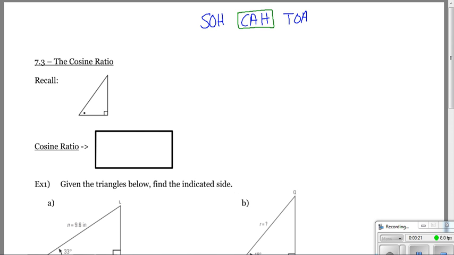And we should always reiterate how to label a triangle. The dot represents our angle. Our hypotenuse is the long side. Adjacent is beside the dot, or the angle. And opposite is the other side.